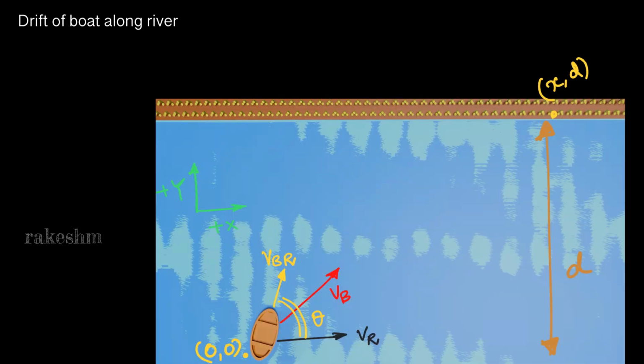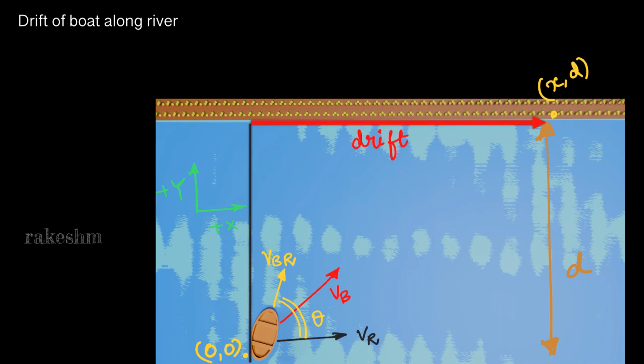The next term we will be looking at is drift of boat along the river. Now what exactly is drift? Let us say the boat was here initially. If we see a point exactly on the opposite bank, it is here, right? So after the boat reaches the opposite bank, how far it is from this point is called drift. Rather, we can say the displacement of the boat in x direction is called drift.